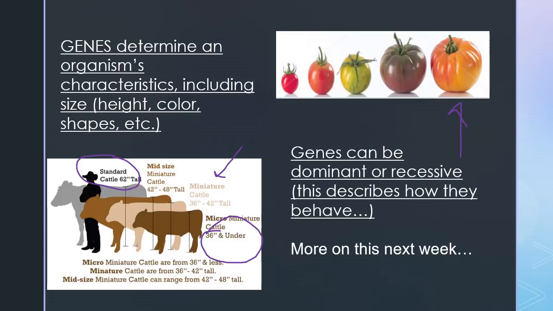If we look at these tomatoes, there are genes that control color and the shape and size of tomatoes. Think of all the different kinds of tomatoes there are. Grape tomatoes, cherry tomatoes, Roma tomatoes, beefsteak tomatoes. Those are all genetically controlled features and characteristics. So there is more coming on that part of this unit next week.